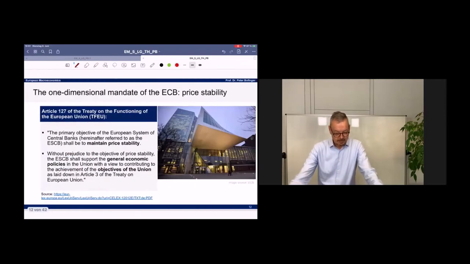So the ECB's mandate, price stability, is enshrined in the so-called Treaty on the Functioning of the European Union. This is a kind of constitution for the European Union. It's also the constitution for the ECB, because all essential elements of the institutional setup of the ECB are laid down in this Treaty on the Functioning of the European Union. And this treaty says the primary objective of the European System of Central Banks, which is the ECB plus the national central banks, shall be to maintain price stability.